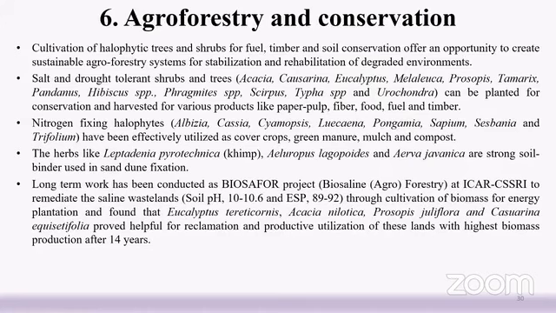Long-term work has been conducted as the Biosofar project, Biosaline Agroforestry at ICAR-CSSRI Karnal, to remediate the saline wasteland. Soil pH was 10 to 10.6 and ESP was 89 to 92, which is quite high. Through cultivation of biomass for energy plantation, it was found that eucalyptus, acacia, prosopis, and casuarina proved helpful for reclamation and productive utilization of these lands, with highest biomass production after 14 years. So these species can be efficiently used on barren lands which become unproductive due to the higher salt content.